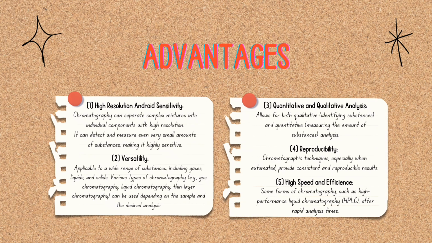Fourth, high speed and efficiency. Some forms of chromatography, such as high-performance liquid chromatography, offer rapid analysis times, and automated systems and advanced detectors enhance the efficiency of the process. And last, reproducibility. Chromatography techniques, especially when automated, provide consistent and reproducible results.